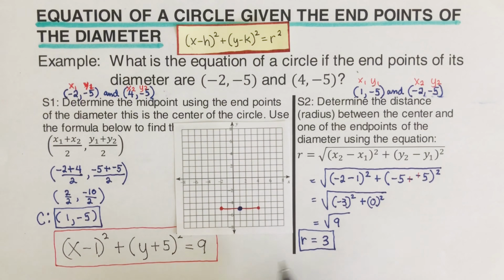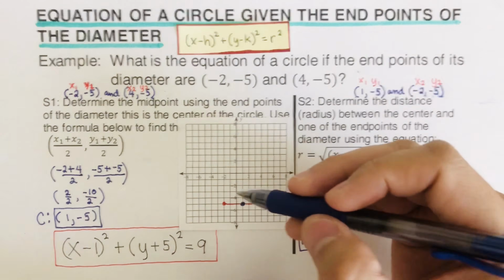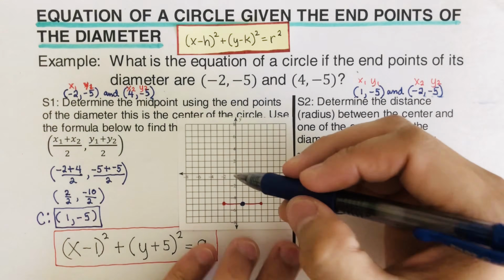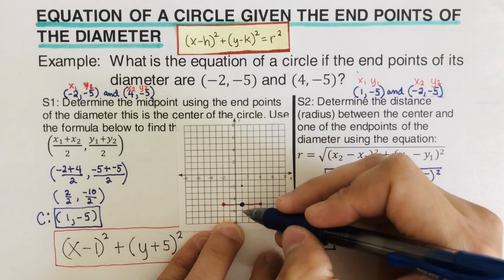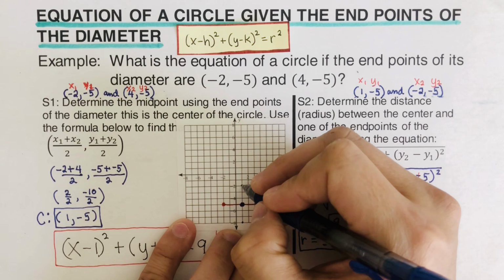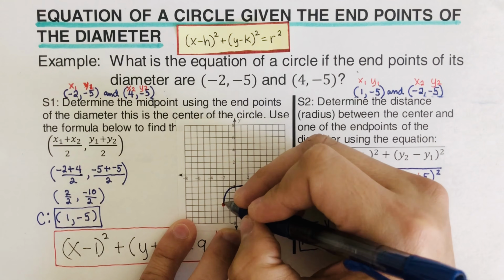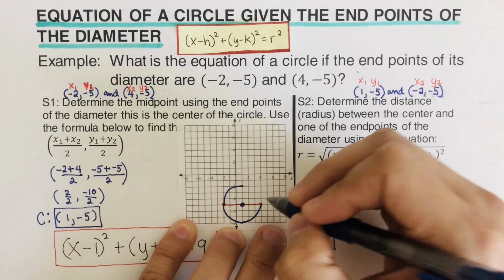And then it says here that we already have the center. That's +1 and -5. And then we are supposed to draw the circle with the radius of 3. So that's going to be 3 up, down, left, and right. So that would be 1, 2, 3 up, and then 1, 2, 3 down. So then I can go ahead and draw this circle right here. So this is the shape of the circle.